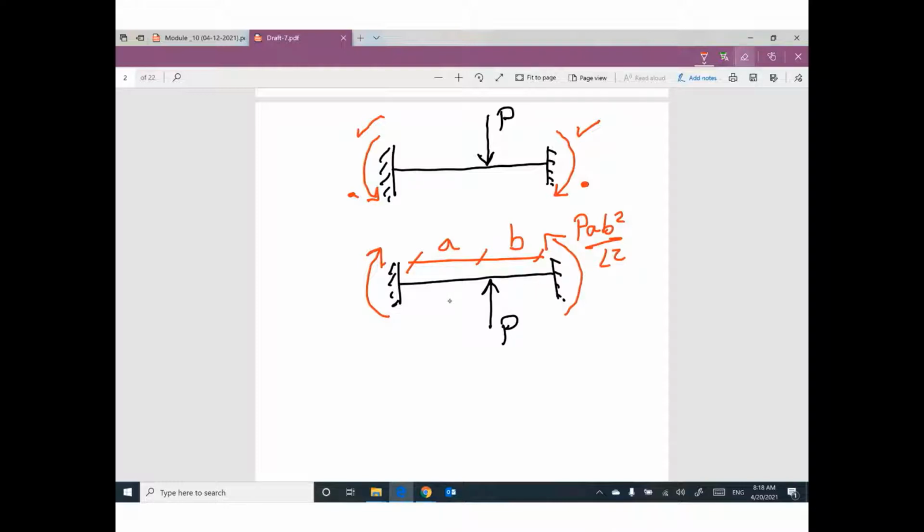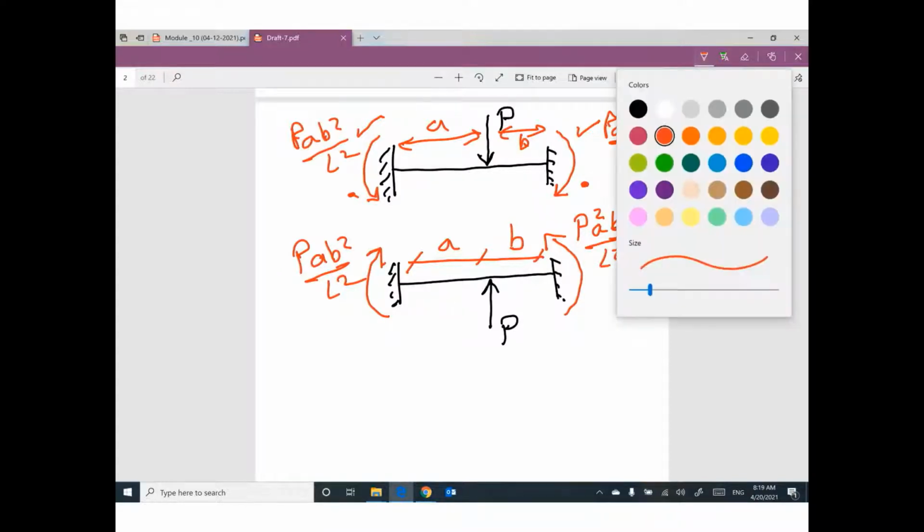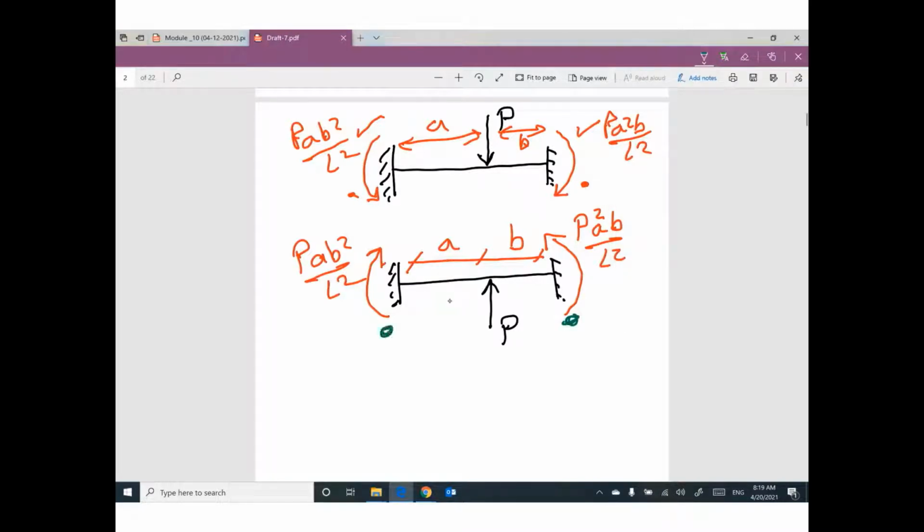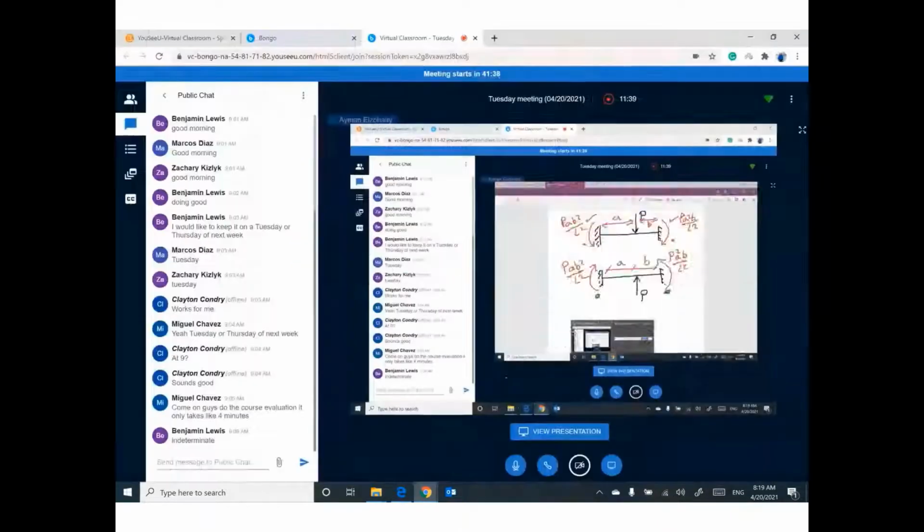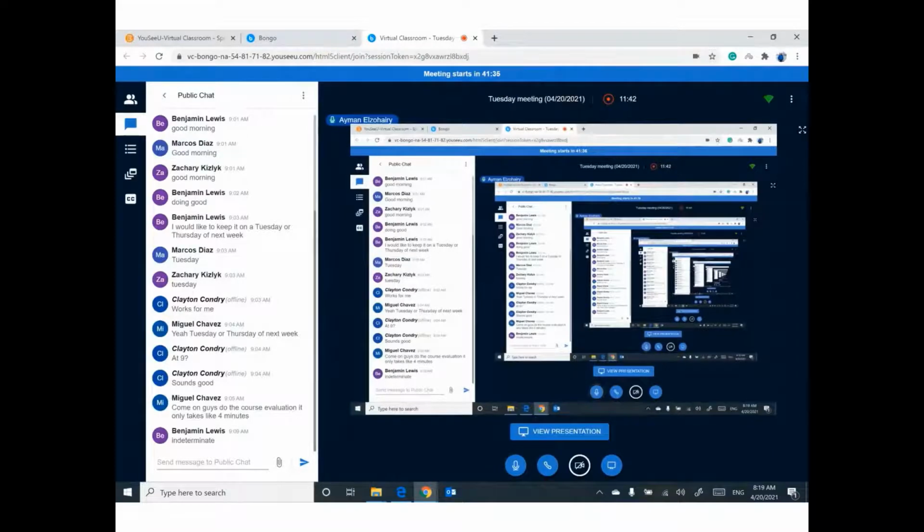I think I did it wrong. It will be P times A times B square, I'm sorry. Like this: P A square B divided by L square, and P A B square divided by L square. The same values, but I'm talking about the direction of this moment and this moment. Any question for this point?